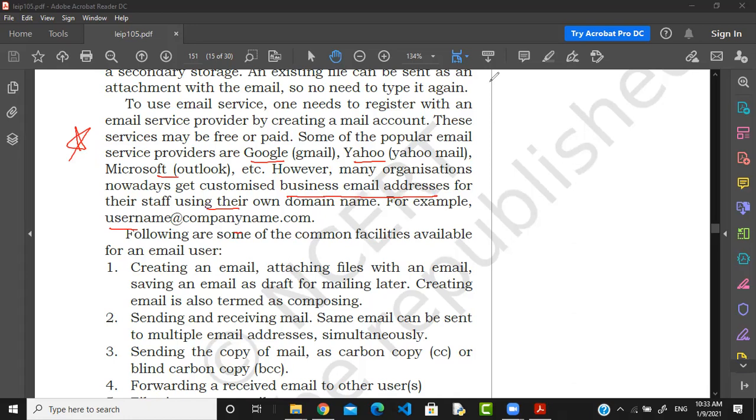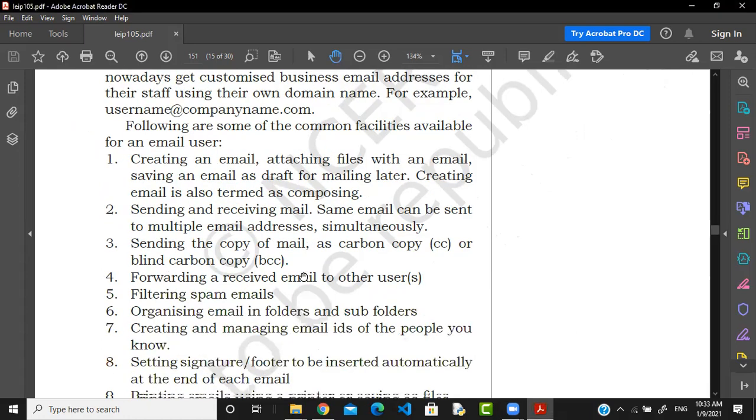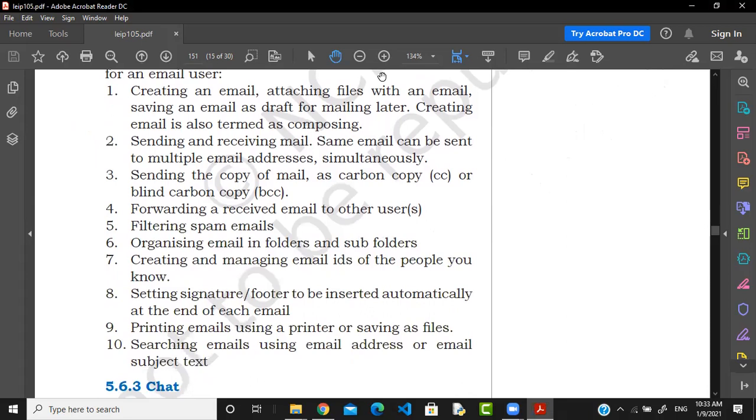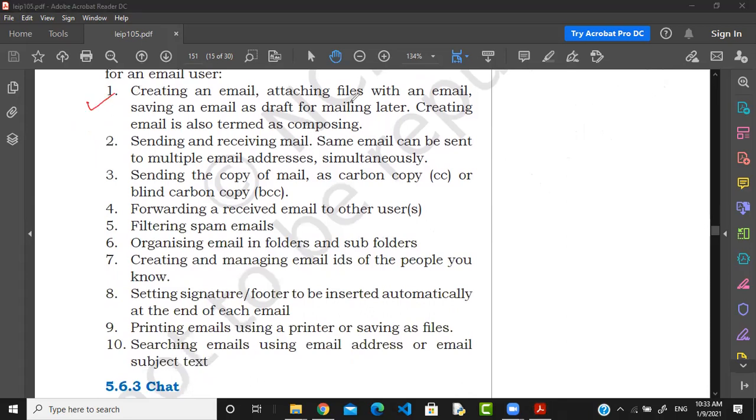Okay, so following are some common facilities available for an email user. What facility are you getting if you are using an email? The first thing, you can create an email, you can attach the file, you can save the email as a draft or mailing letters. Creating email is also termed composing. This is also called composing. They can ask what is the meaning of compose.